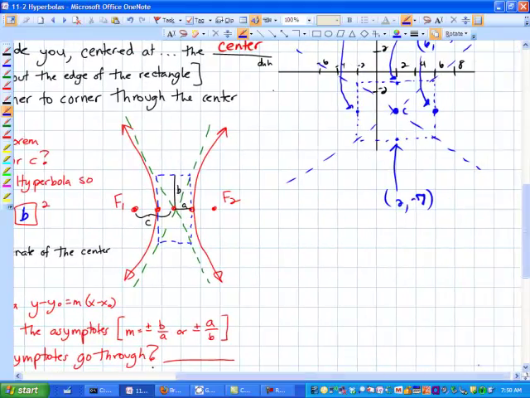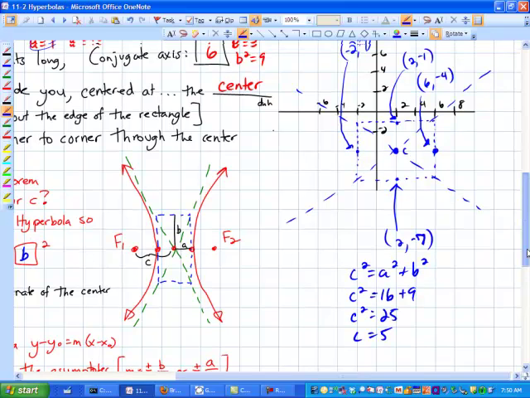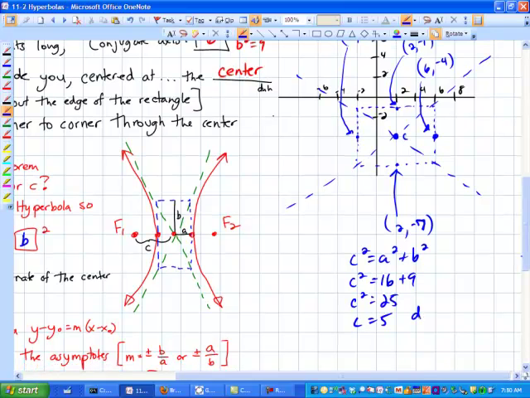So when I come back here, I'm going to do my little work down here. C squared equals A squared plus B squared, so C squared, A squared was, I believe, 16, B squared was 9, and naturally I've picked convenient numbers for me. So C is equal to 5. That means the distance from the center to the focus is 5 units.